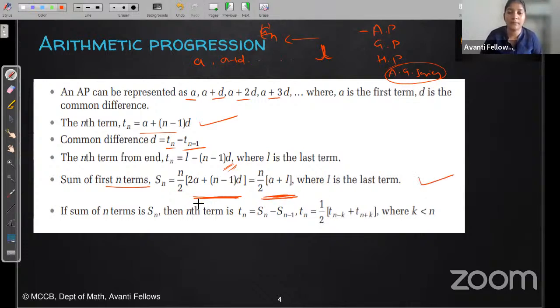So is it clear to you all? Any doubt in this? Tell me. Are these 4 points clear to you all? We have just seen the nth term, common difference, nth term from the last term, and the sum of the first n terms. Answer me in the chat box. Is it clear to you all or no?